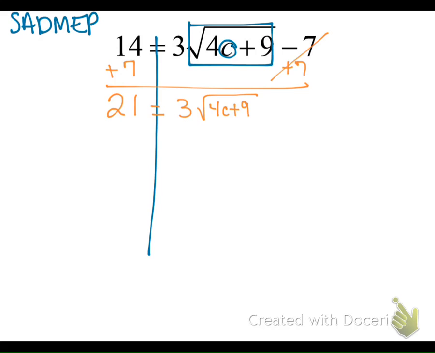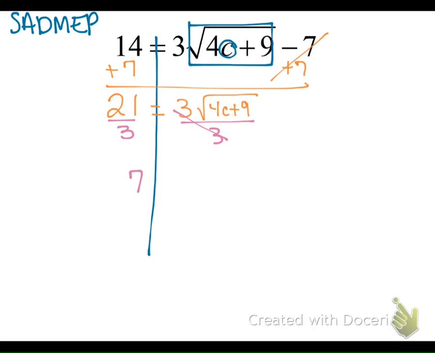Okay. Next step. What do I have to do next? We're at 3. Get rid of the 3. How do I get rid of the 3? Divide by 3. Yeah, you're right. 21 divided by 3. You did it backwards, didn't you? And then you get 7.